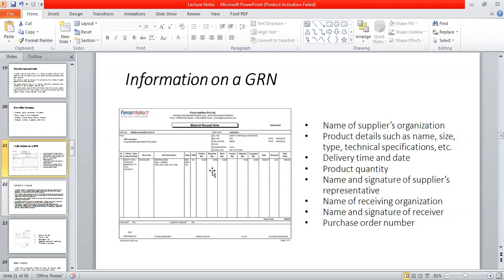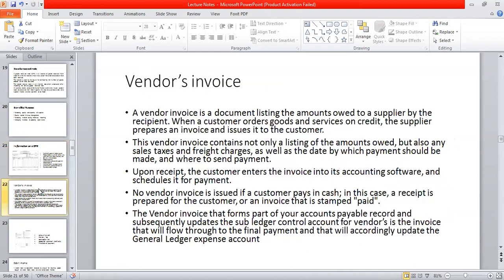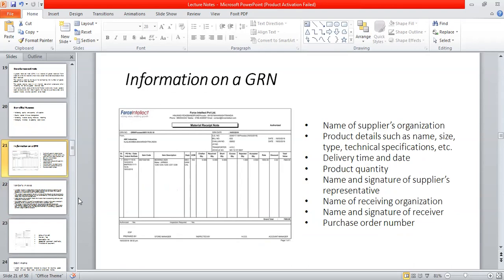And I have also attached an example of the goods received note, which can be used in any organization. Any questions with regard to what we have discussed?